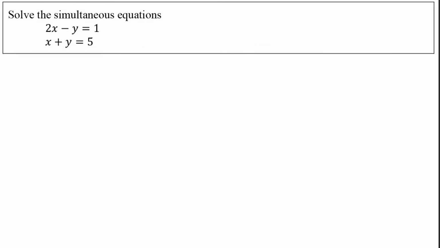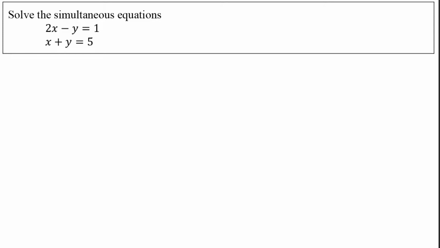When two or more things happen at the same time, we say that they happen simultaneously. When we have two or more equations and we need solutions which satisfy all of the equations, we say that we have simultaneous equations. There are several ways to solve these.